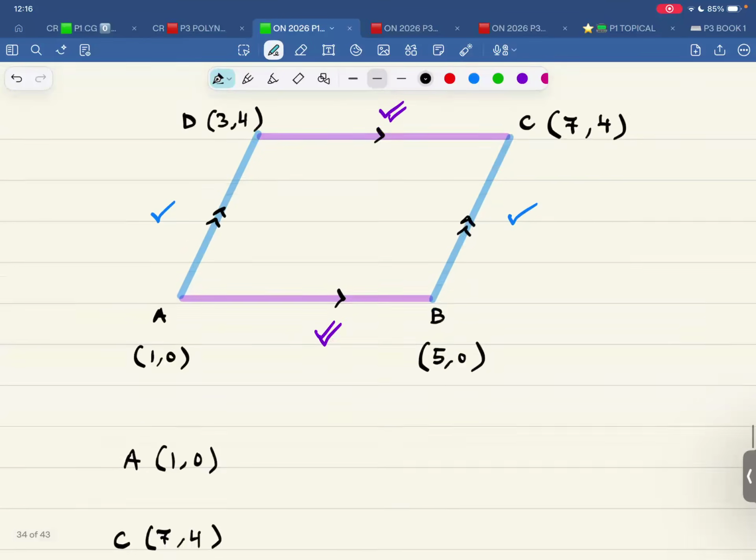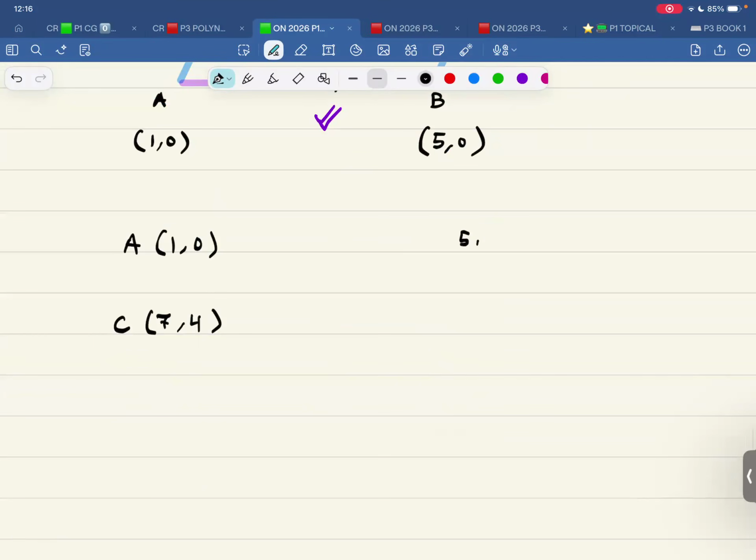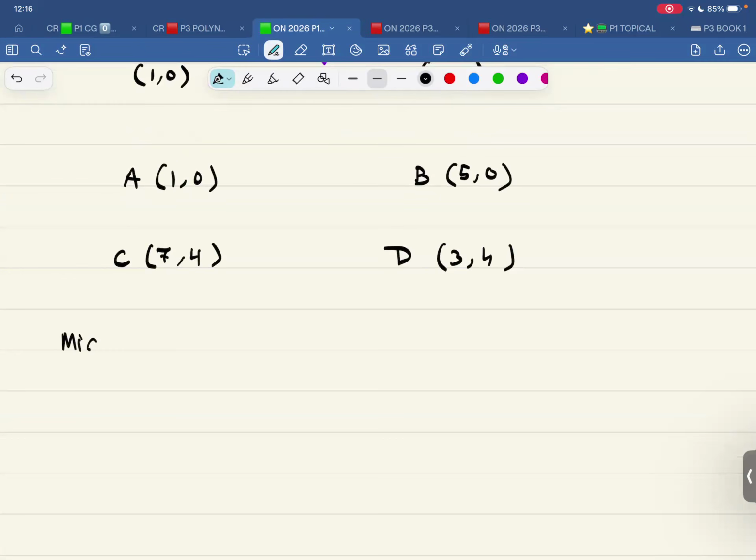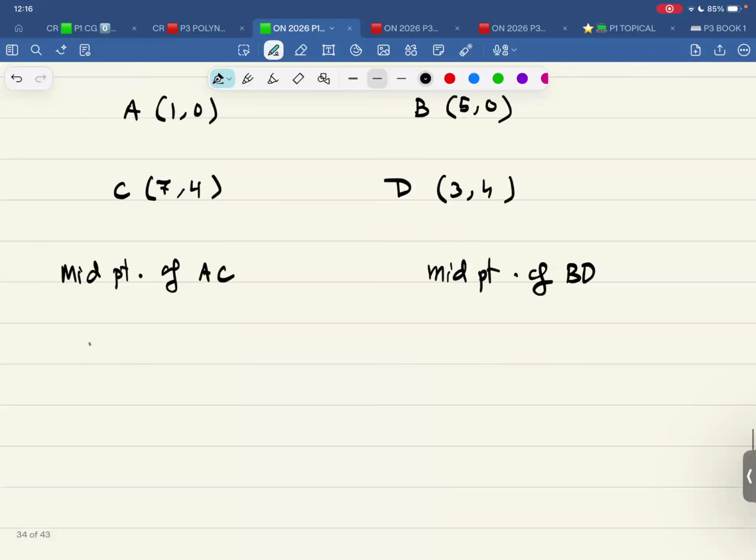B is 5, 0. D is 3, 4. So this is B, this is D. Let's calculate the midpoint of AC. Let's calculate the midpoint of BD. So the midpoint of AC, M_AC, should be like this.